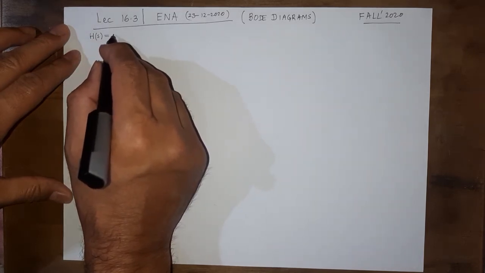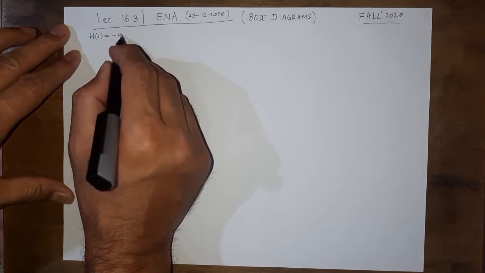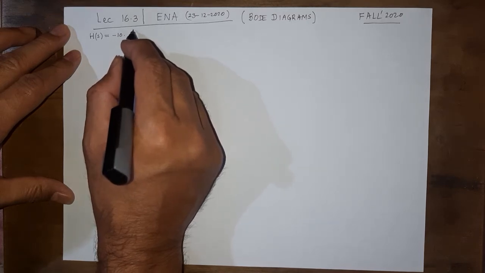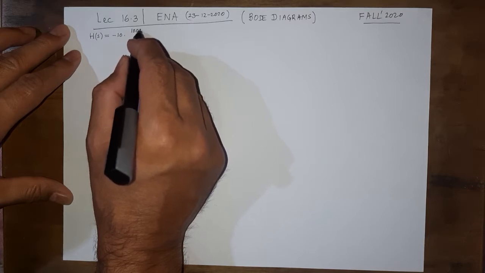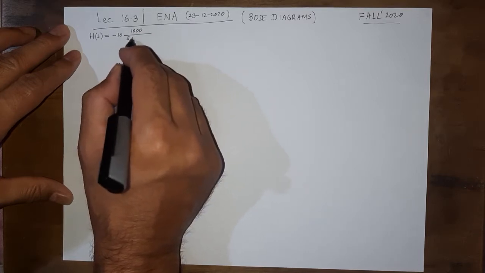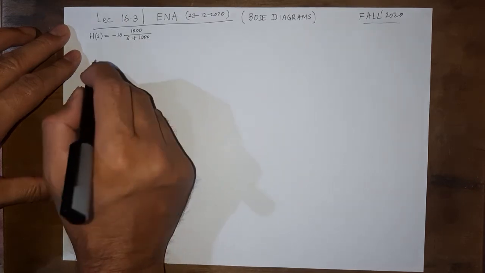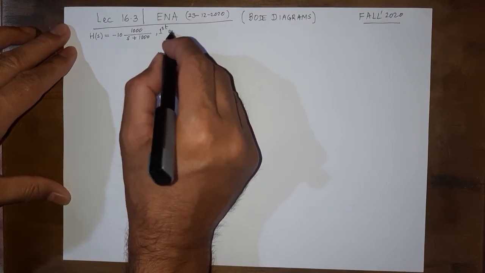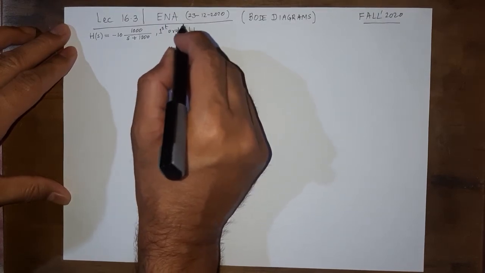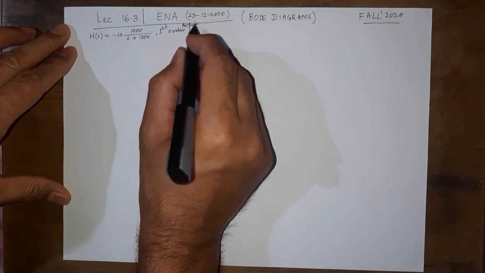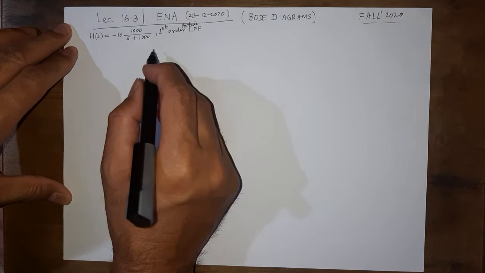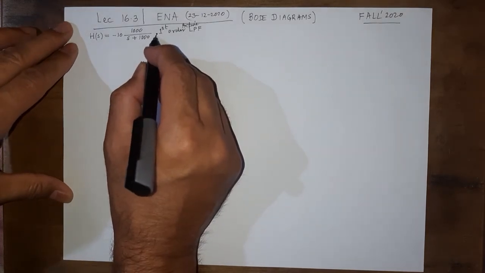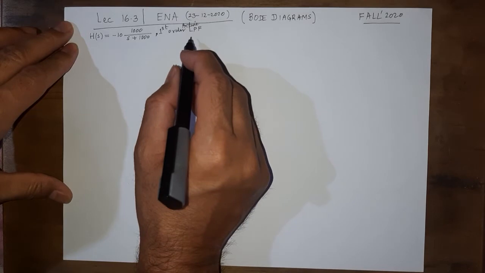An active low pass filter would have a transfer function like this: minus 10, say, and the cutoff frequency may be, say, 1000 radian per second. So we have 1000 here and s plus 1000 here. This is a first order active low pass filter. We will look at higher order low pass filters and the high pass filters later on.